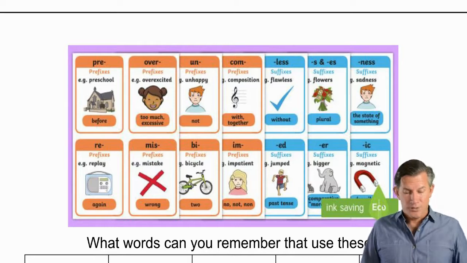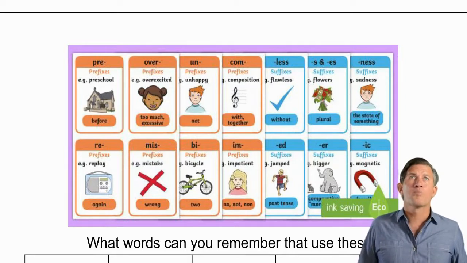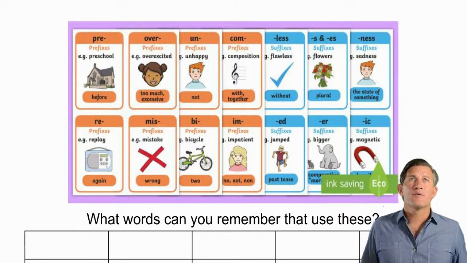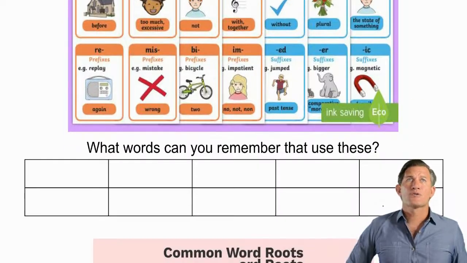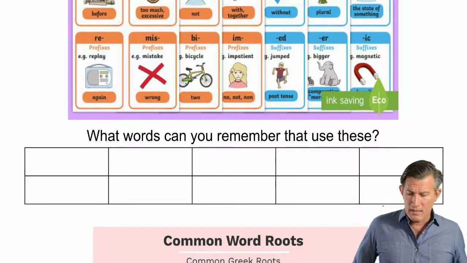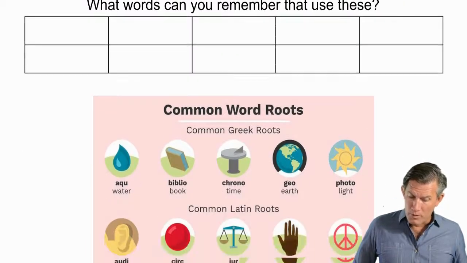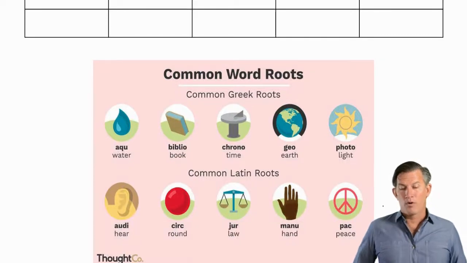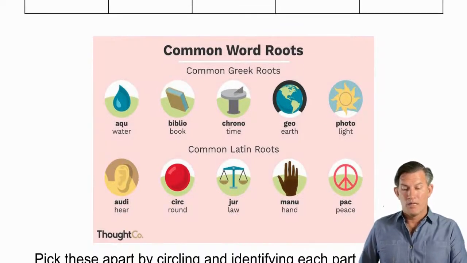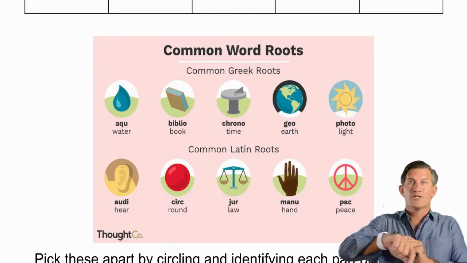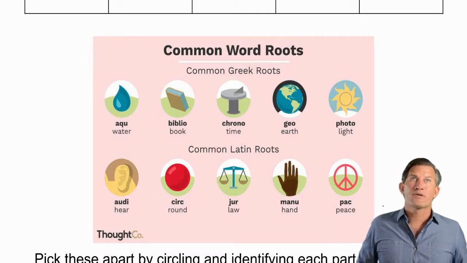Obviously, adding s usually makes something plural, right? Or possessive, and we've already gone over some of those. So try to think of some words that use these prefixes, suffixes, and roots. And again, here's some more common Greek roots and some more Latin roots, okay?